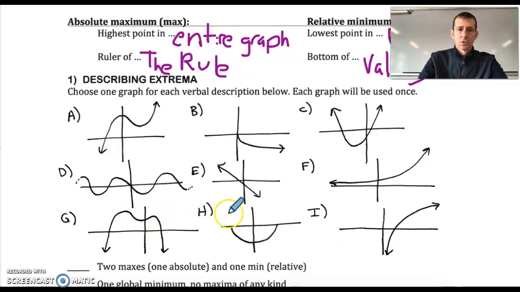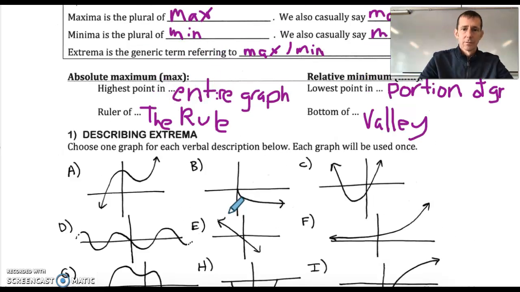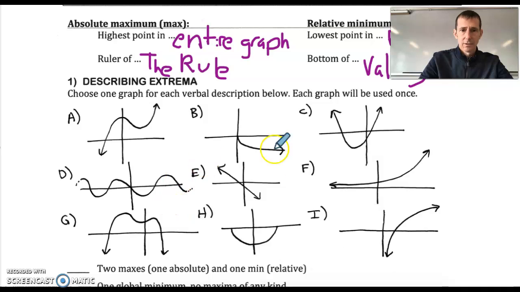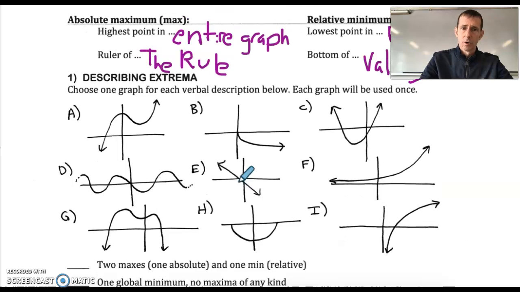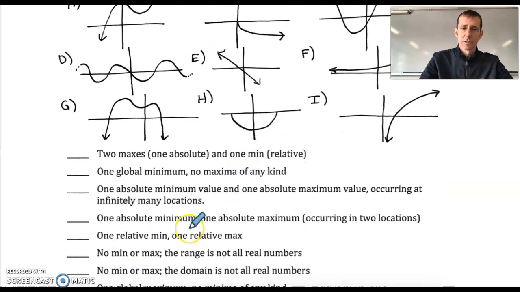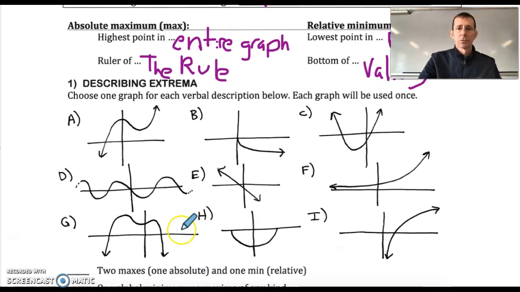So what I would like you to do is, you have nine graphs and nine explanations talking about whether they're absolute or relative and how many there are. One of these graphs matches each of these descriptions. If you could take a few minutes to try to match those up, that would be fantastic.